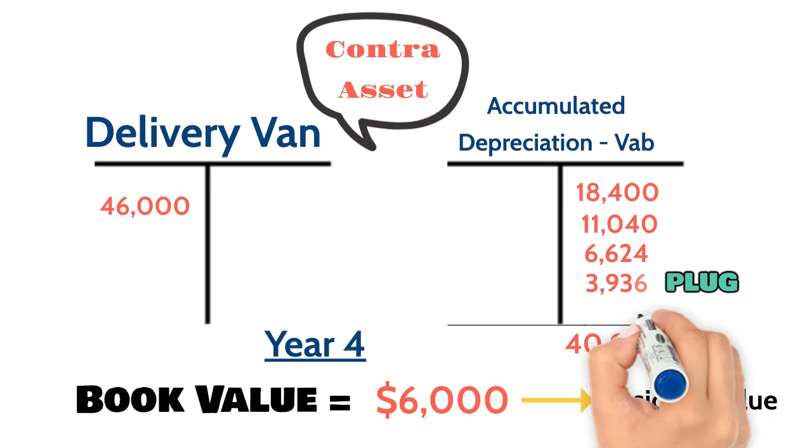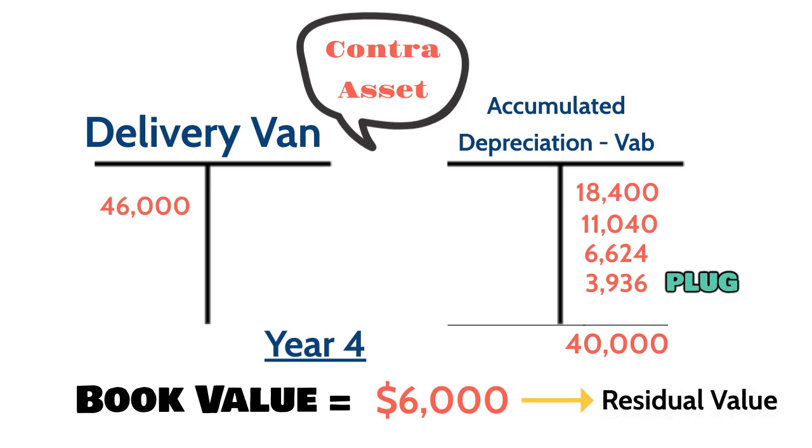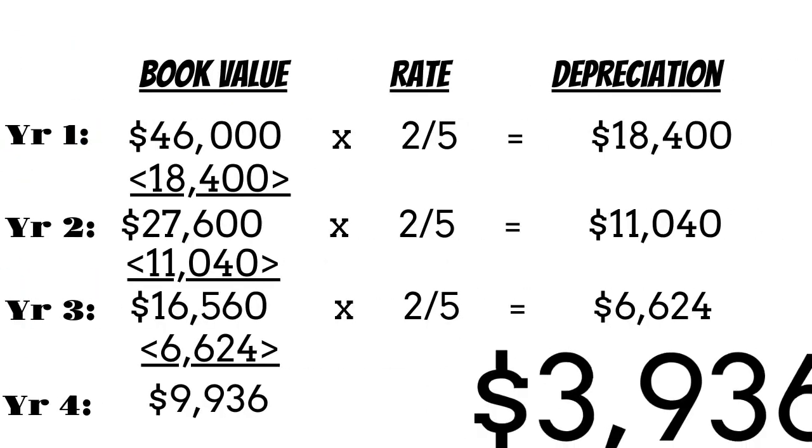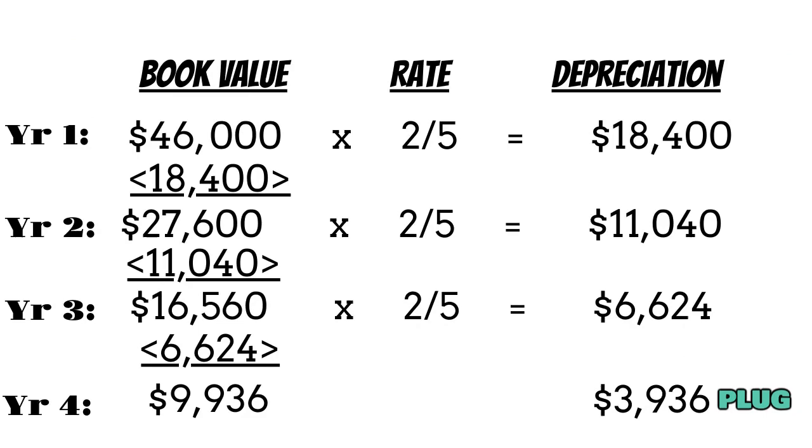That $3,936 is better known as a plug. So in that final year, we don't use the DDB rate at all. Rather, we simply plug that last number.